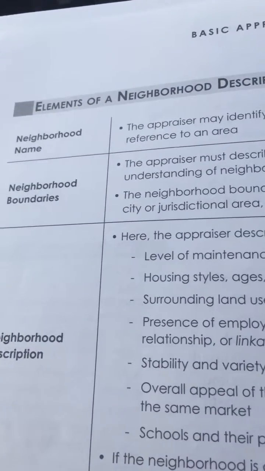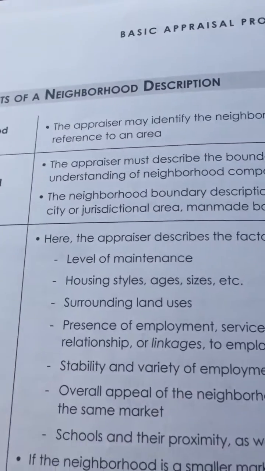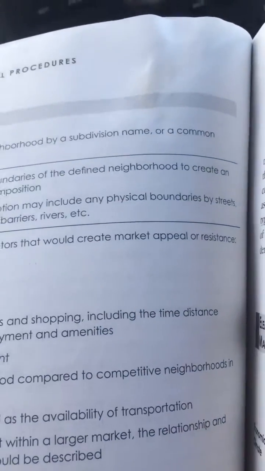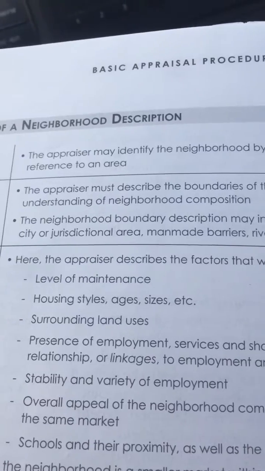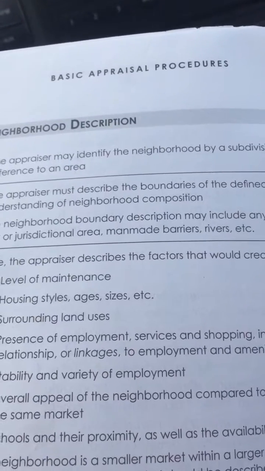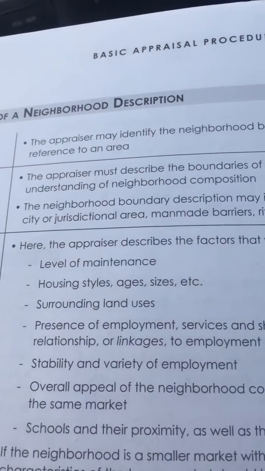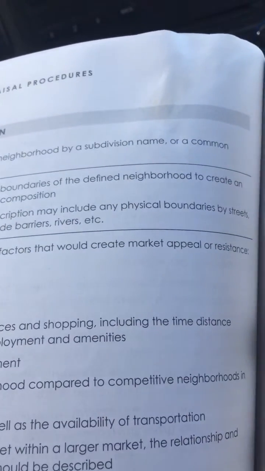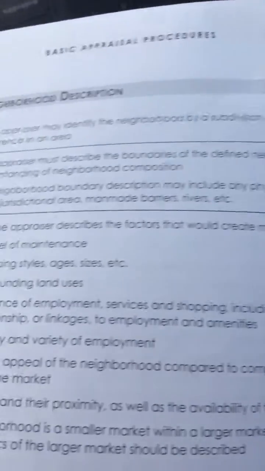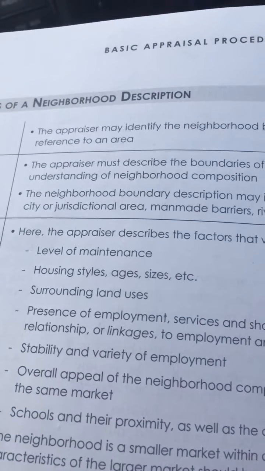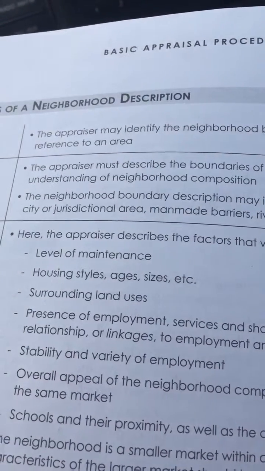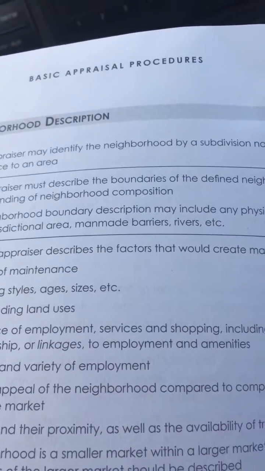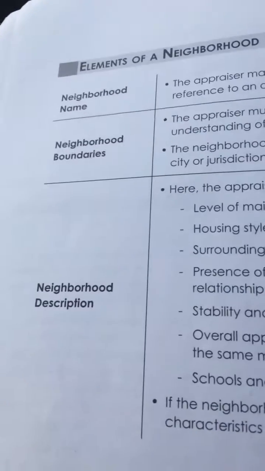Neighborhood boundaries. The appraiser must describe the boundaries of the defined neighborhood to create an understanding of neighborhood composition. The neighborhood boundary description may include any physical boundaries by streets, city, or jurisdictional area, man-made barriers, rivers, etc.